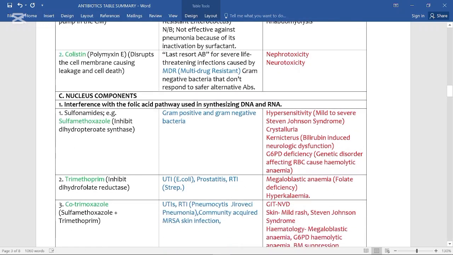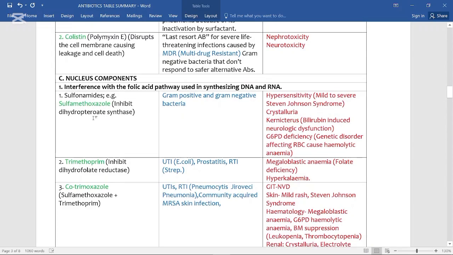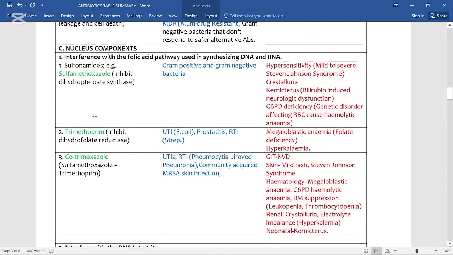MDR. We looked at the genetic component, the nuclear component of the antibiotics and of the bacteria, and some of the antibiotics that work by causing chaos on the genetic makeup of the bacteria, the likes of those drugs that work by interference with the folic acid pathway, the sulfonamides like the sulfamethoxazole. You look at the trimethoprim, very good drugs. We look at the synergistic effect when it comes to using both, the cotrimoxazole.